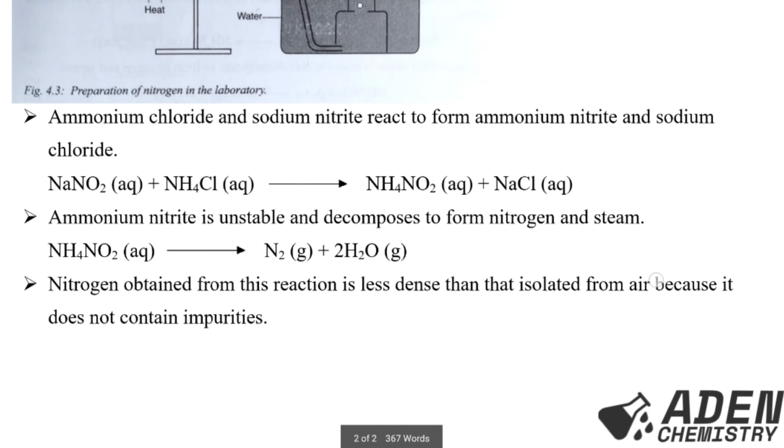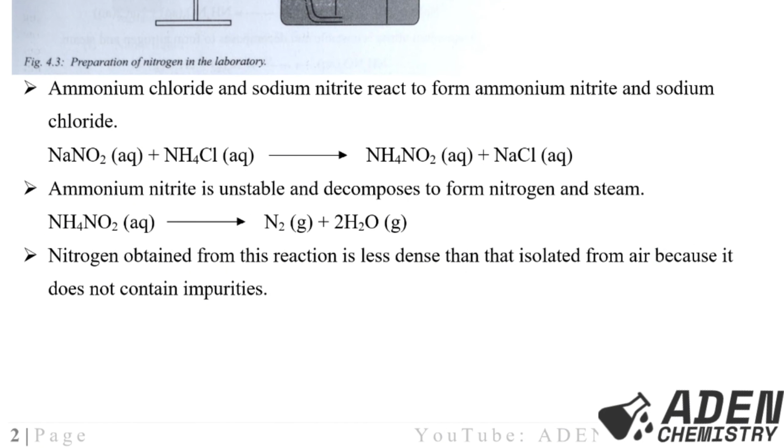So ammonium chloride and sodium nitrite react to form ammonium nitrite and sodium chloride. And this is the equation. Sodium nitrite solution will react with the ammonium chloride solution to give us ammonium nitrite solution and also sodium chloride solution. Ammonium nitrite is unstable and decomposes to form nitrogen and steam, and this is the reaction. Ammonium nitrite solution, when heated, gives nitrogen gas and also 2 moles of steam.